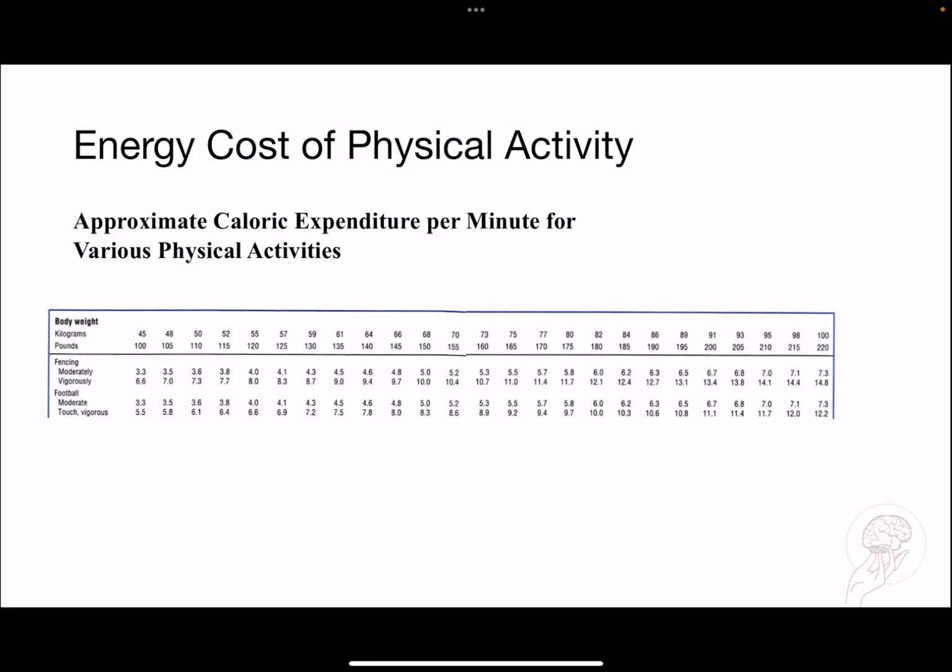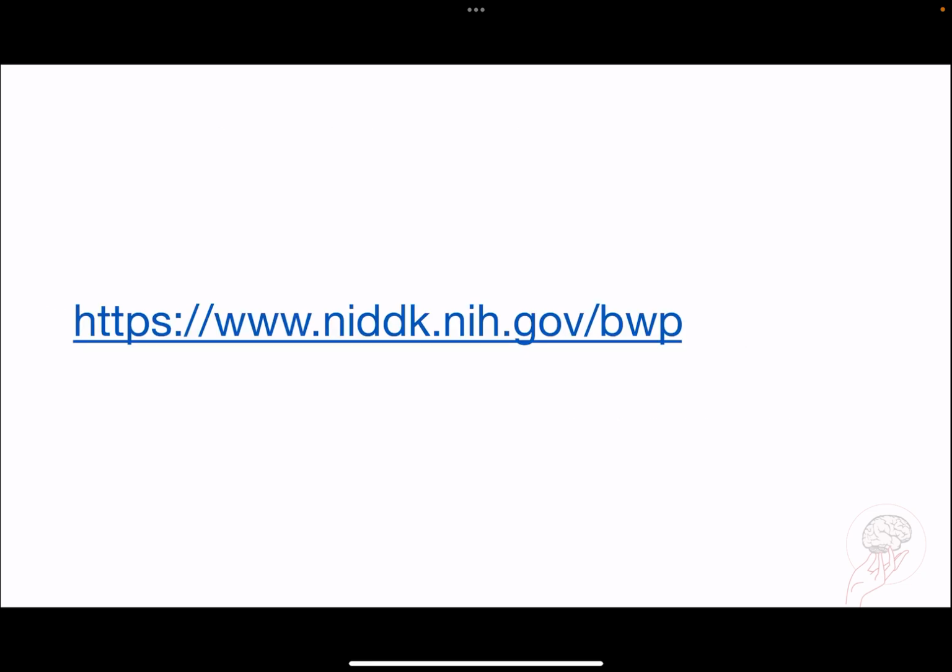So these are the various approximate caloric expenditure per minute for physical activities. And of course, you can always use the body weight planner at niddk.nih.gov.